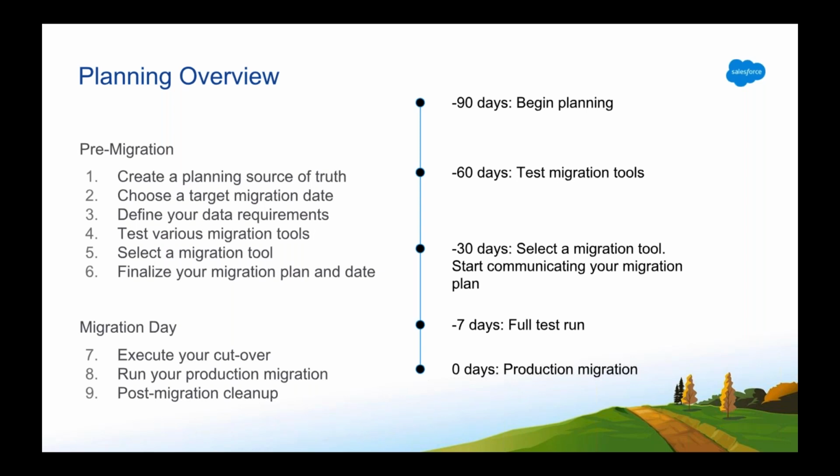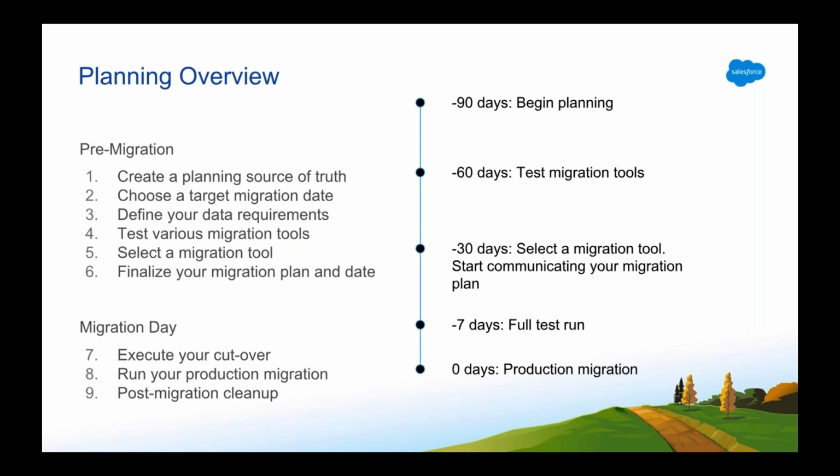Now, the second step is to pick a target migration date. It may change along the way, but if you don't pick a date, like an initial goal, then we find that it's hard to actually get started. So picking an initial date is just a good step to generalize your timeline and get things moving.